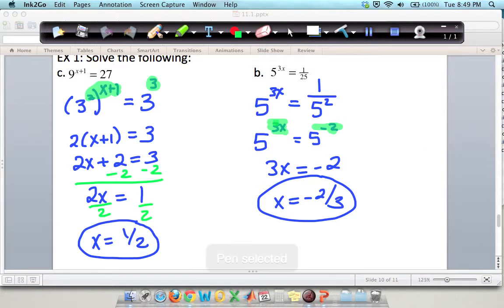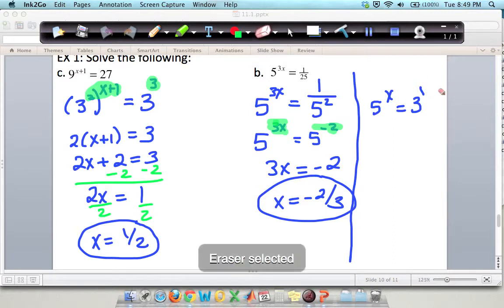Okay, and one thing I want to mention when we get to logs soon is the reason we have logs. So all of these we've been able to solve, but let's say I had 5 to the x equals 3. Let's leave it like that. Okay, so I'm trying to see 5 raised to what power equals 3. There's no common base here. There's no way I can make these have the same base. And so the only way to solve this is by using logs.